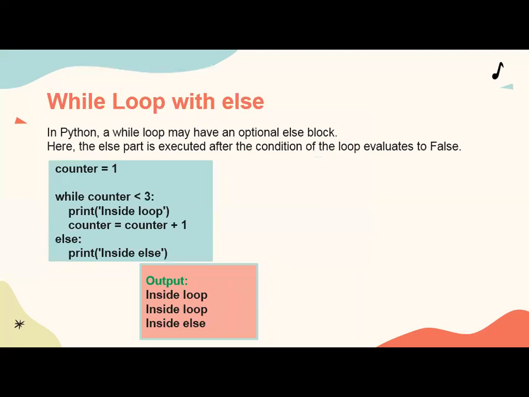Python while loop with the else statement. In Python, a while loop may have an optional else block. Here, the else part is executed after the condition of the loop evaluates to false.